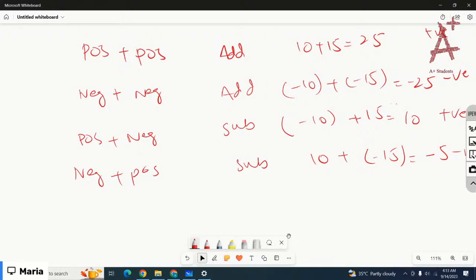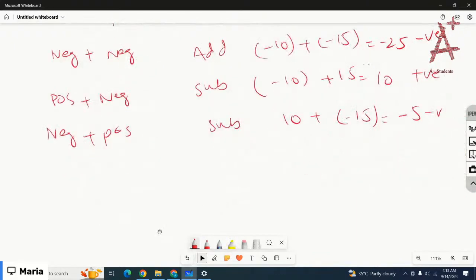So the rules for the multiplication, right? Multiplication of integers, that was for the addition of integers. The rules for the multiplication of integers.